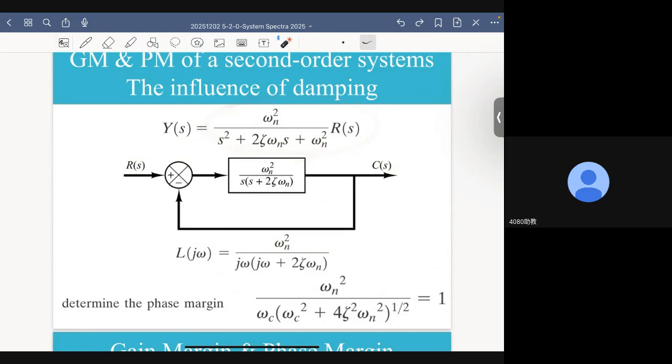But remember that when defining or specifying phase and gain margins, our focus is not on the transfer function of the feedback system, but on the loop transfer function.